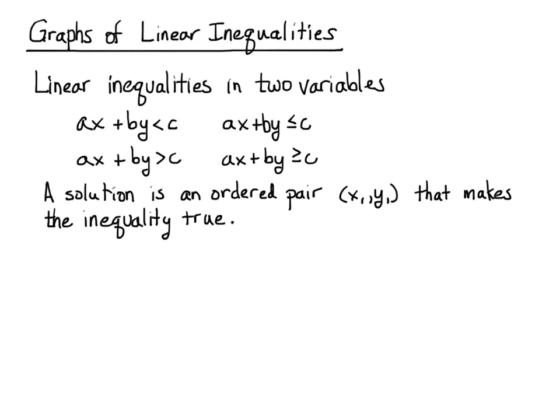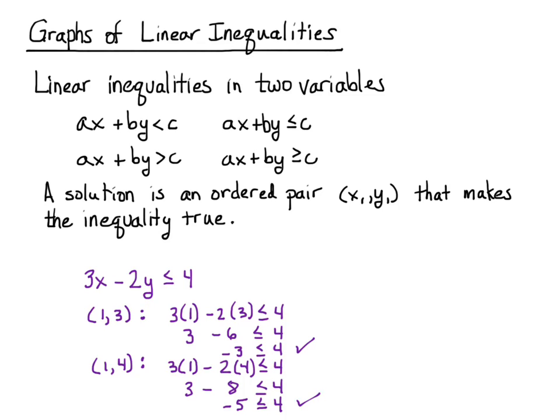All right, so if we go back to what a solution is, that's an ordered pair that makes the inequality true. When we have a line, there's infinitely many points that solve that line, right? There's anywhere along the line. But we have something a little different with an inequality. If we just take an inequality here, and I'm going to choose a point, 1, 3. So if I substitute this in here, I get 3 times 1 minus 2 times 3, which is 3 minus 6, and I get negative 3 is less than 4. That's true. Okay, so 1, 3 is a solution.